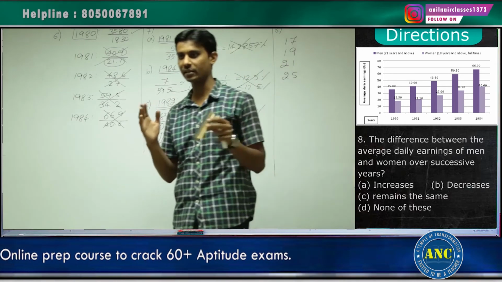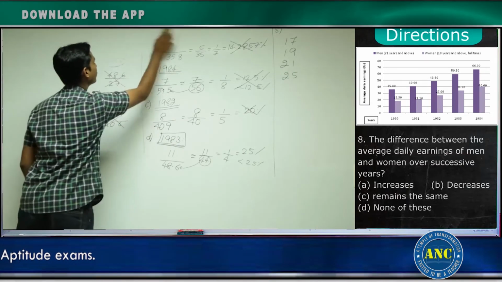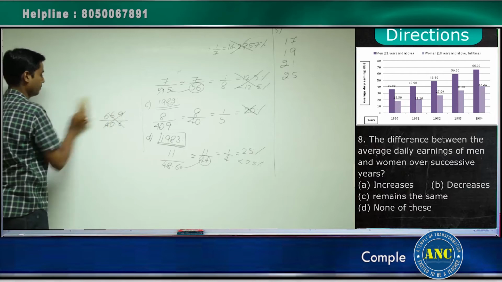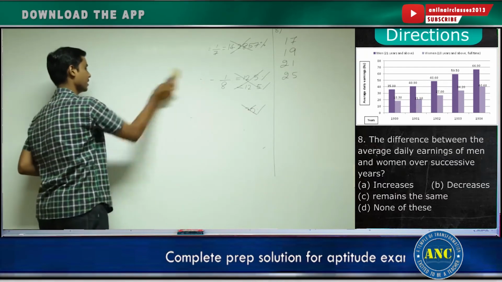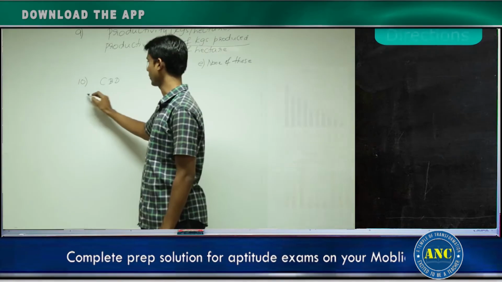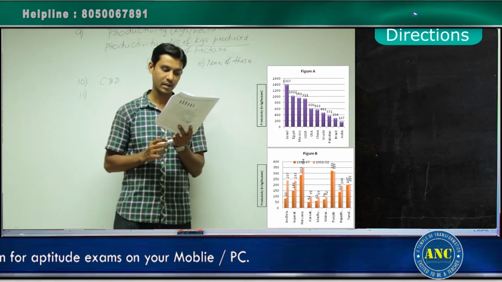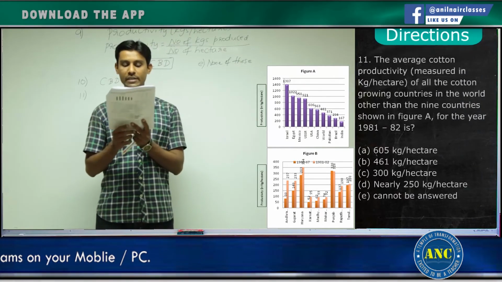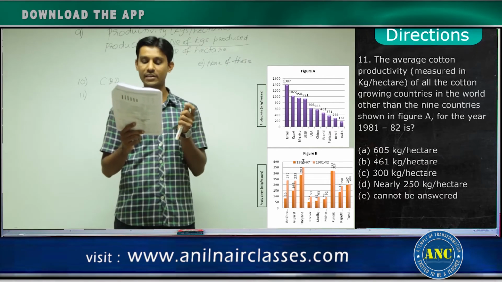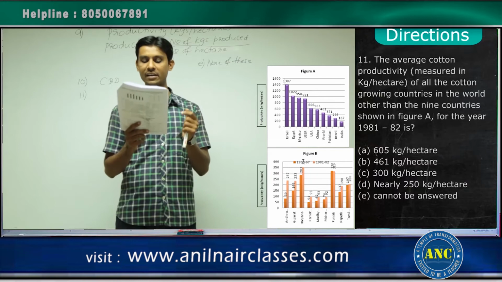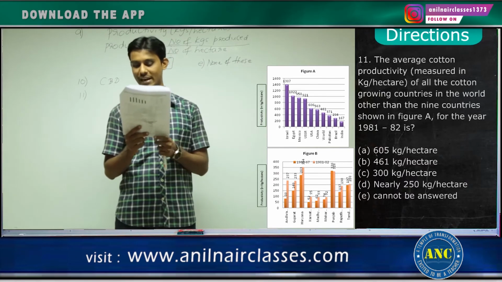Clear? Can I move on to the next case? Please see here. The next question is a very good question. Probably most of the students who solve this question will make a mistake. 11th question. Listen to this carefully. The average cotton productivity measured in kgs per hectare of all the cotton growing countries in the world other than the 9 countries shown in figure A for the year 1981-82 is how much? That is what they are asking.